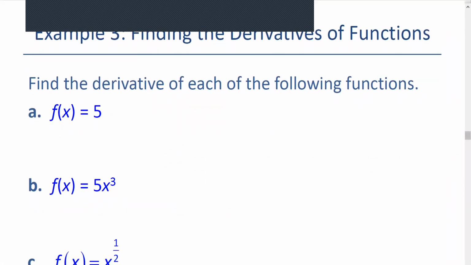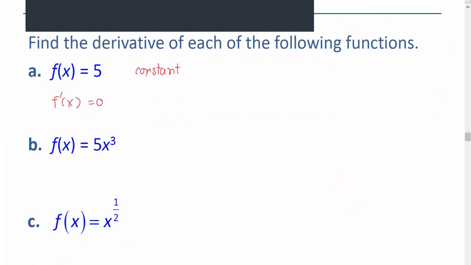In this example, we'll find the derivative of each of the following functions. Part A, f of x equals 5. This is the constant function, or 5 is the real number. Therefore, f prime x, or the derivative, is 0.